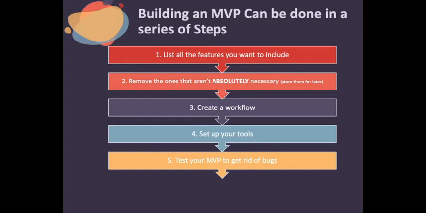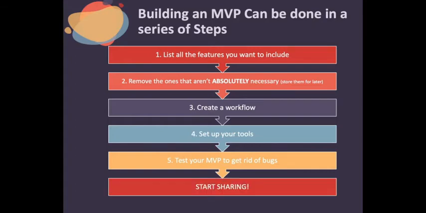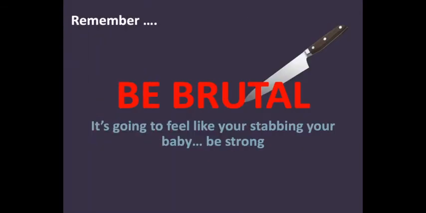Then the last thing you're going to do, once you have an MVP that's free of bugs, is start sharing it with your potential customers and see how it works. So when you're building your MVP, remember, be brutal. I know it's going to feel like you're stabbing your baby, but be strong. Remember, you're not getting rid of these features. You're just delaying their implementation. You're just making sure that your idea is valid before you start doing anything fancy, right? So you don't waste time, you don't waste money.